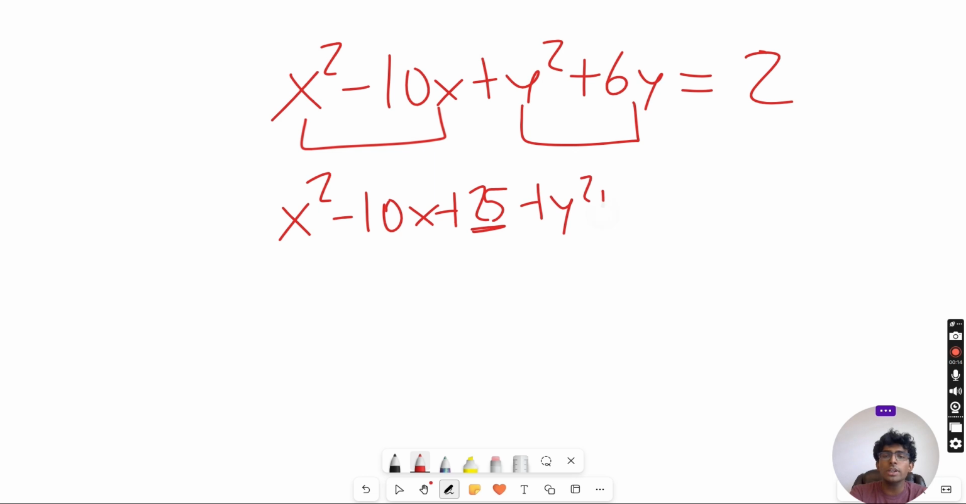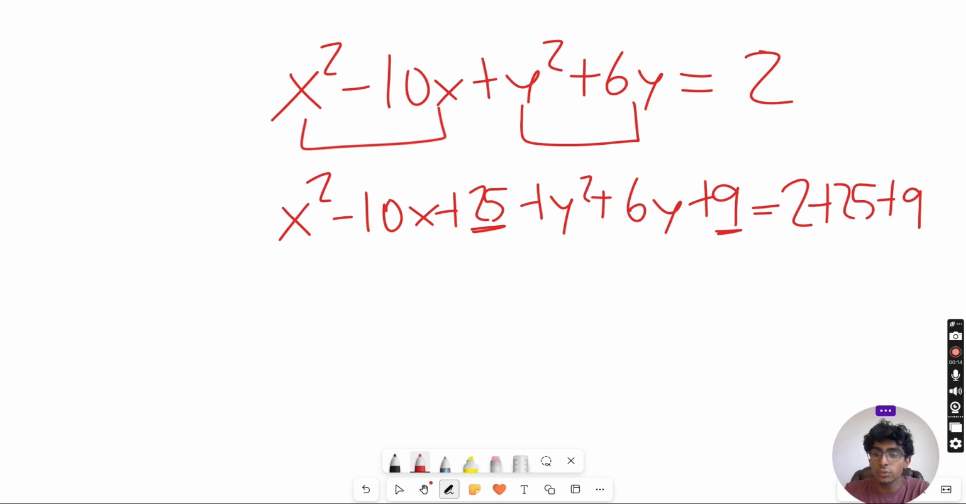Same thing for the y² here. We're going to take half of the term attached to the y, or the b term in this, because remember this is like a, b, c for your trinomial. So half of 6 is 3, squared would be 9. So what we do to one side of the equation, we have to do to the other. So we add 25 and 9 to the right side of the equation as well.